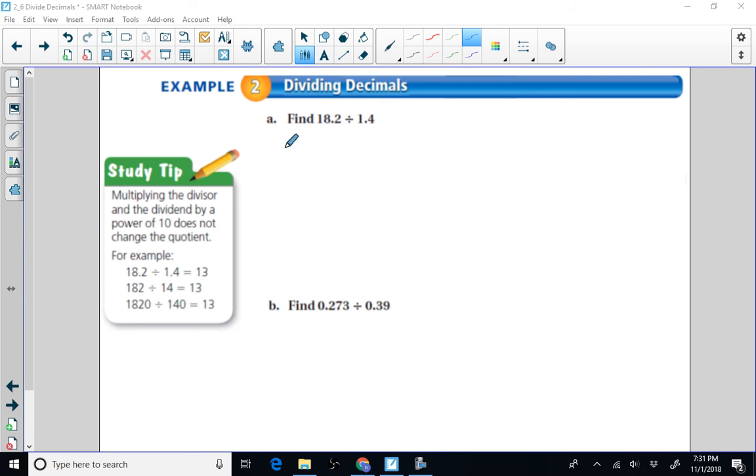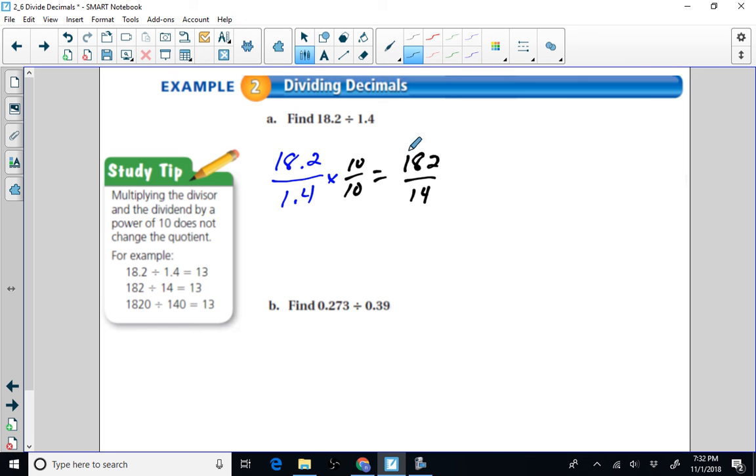So let's consider this for a second. Let's rewrite this problem as 18 and 2/10 in our numerator and 1.4 in the denominator. So we can write this division problem as a fraction. If we wanted to make an equivalent fraction, I could multiply the numerator and the denominator by 10 over 10. What's going to happen? Well, 18 and 2/10 times 10 is 182. 1 and 4/10 times 10 is going to be 14. We made an equivalent fraction. 18 and 2/10 divided by 1 and 4/10 is the same as 182 divided by 14.